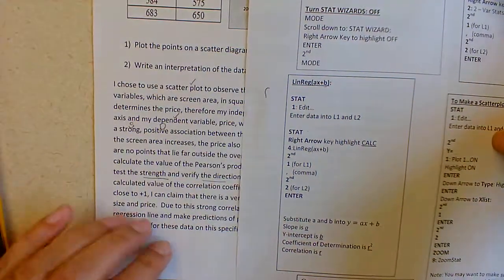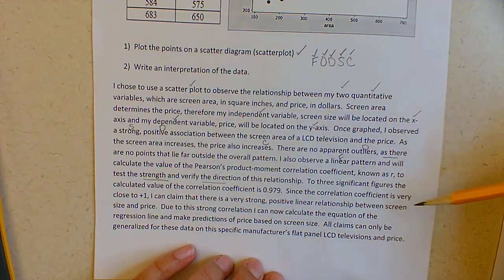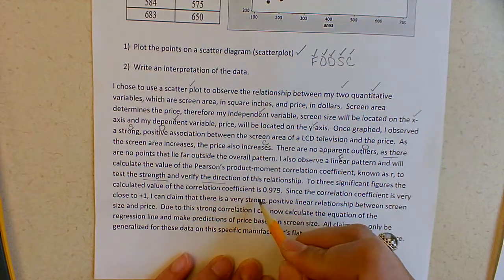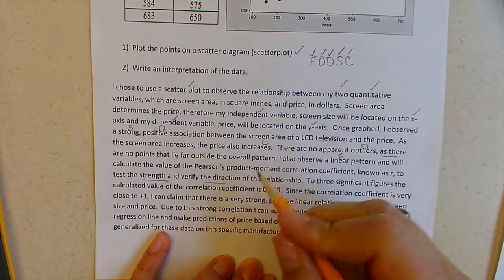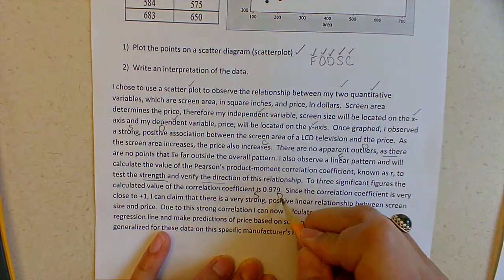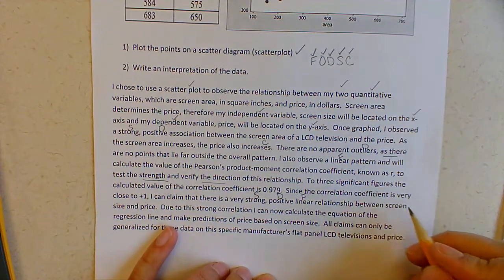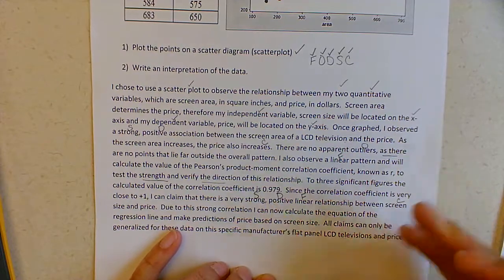Okay, let's go back to reading and reviewing the sentences. Since the correlation coefficient is very close to 1, I can claim that there is a very strong positive linear relationship between screen size and price. So I verified my direction, I verified my strength, my form, and I used context using this correlation coefficient.